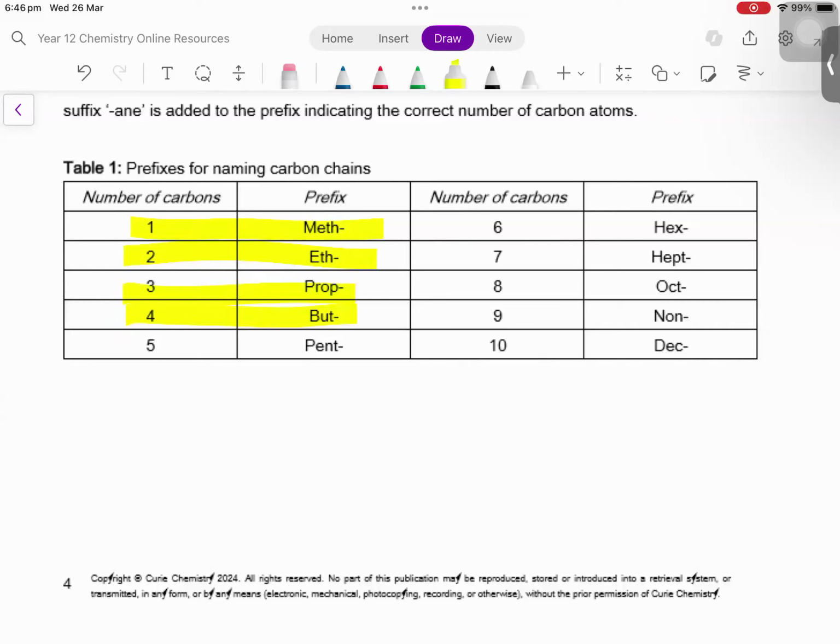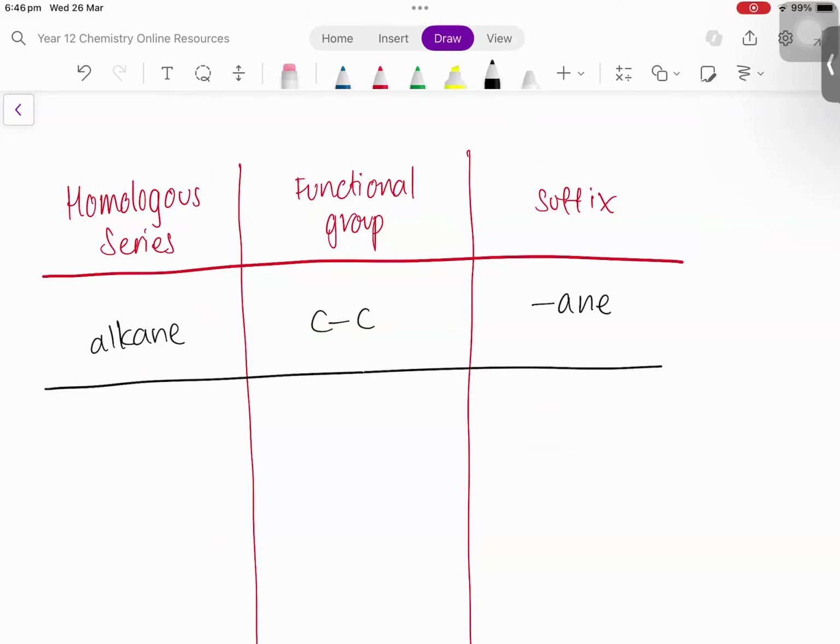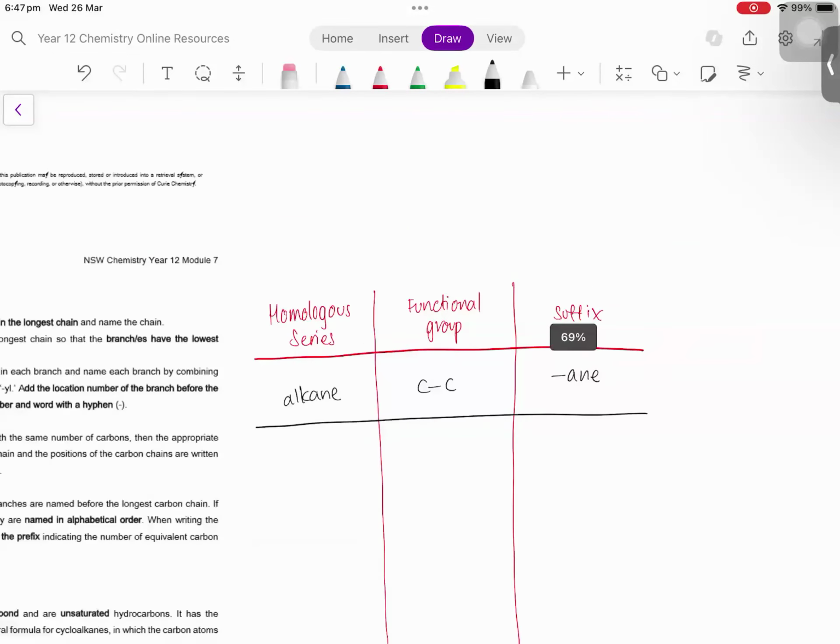Okay. Your first homologous series that I'm going to introduce you to start practicing step 1 is an alkane, which has a carbon-carbon single bond, and the suffix you use is ane. The suffix is going to be easy to remember if you remember the homologous series. It's just the way the homologous series ends. If it's carbon-carbon single bonds all throughout, you just finish it off with ane.